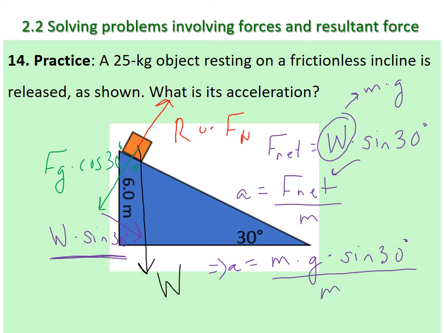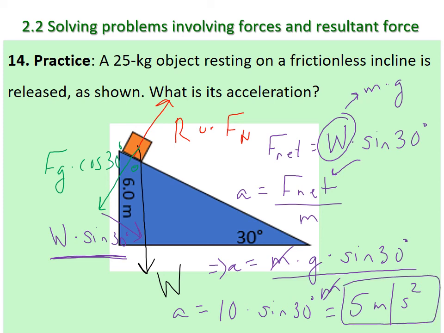Notice how mass cancels. So my acceleration is simply g times sine 30. You can use 10 for g, times sine of 30 degrees. Notice how it's just proportional to the sine of the angle. I'm doing 10 times sine of 30 degrees, and I get 5 meters per second squared. Cool. Going on, practice 15.